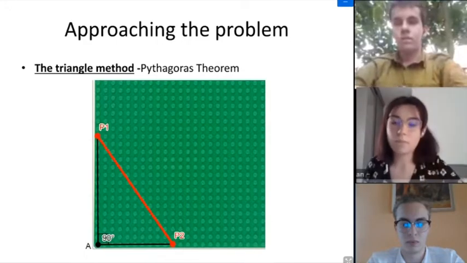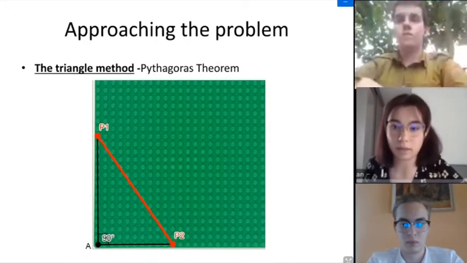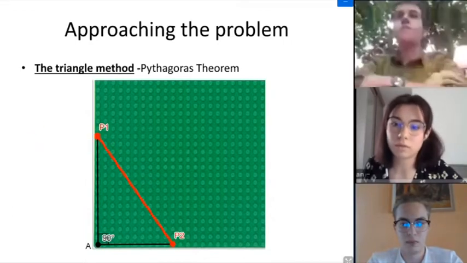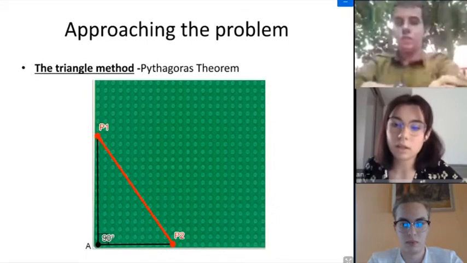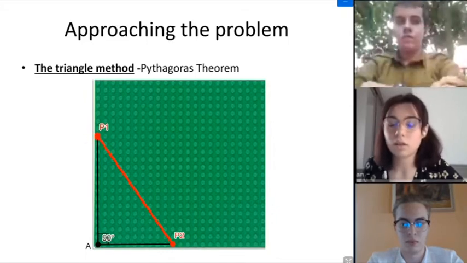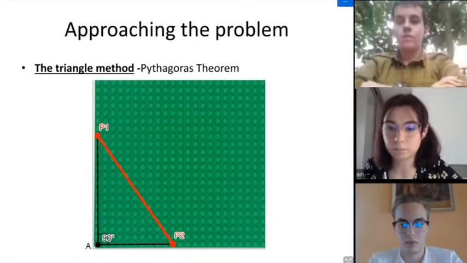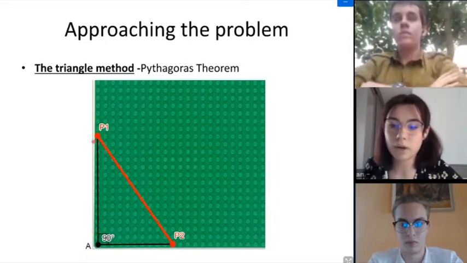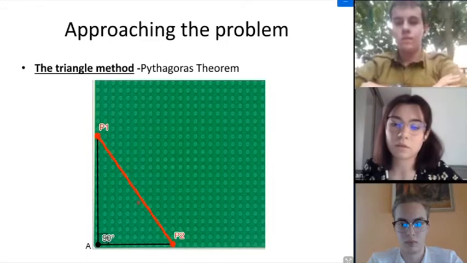When we approached the problem, we found 2 possible methods. The first one is the triangle method, where we consider that the hypotenuse of the right-angled triangle is the brick that connects the 2 randomly placed bricks. After creating the actual triangle, we use Pythagoras theorem in order to find the length of the hypotenuse.